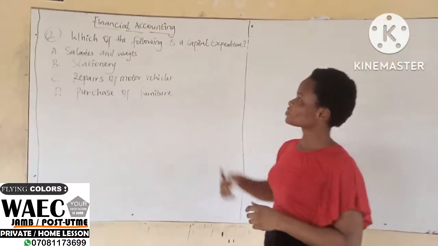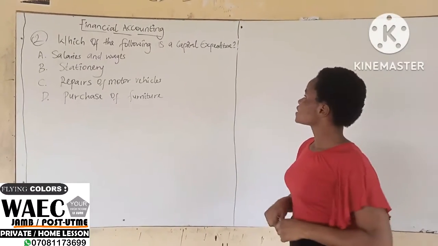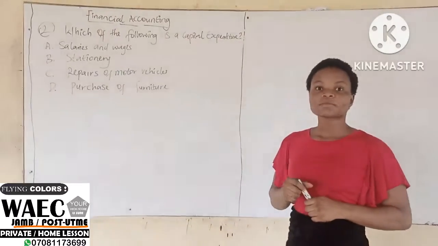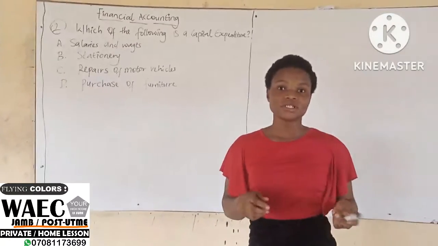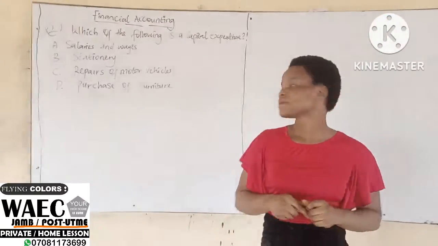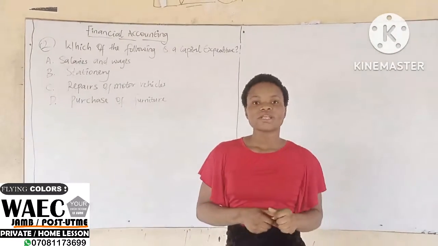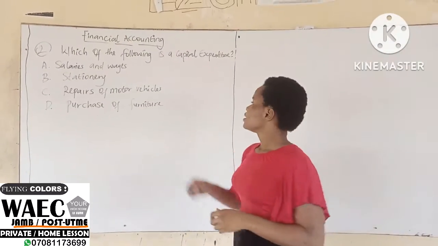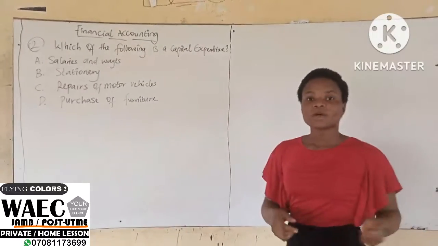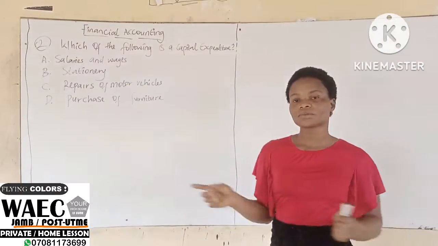Okay, now we go over to question number 2. Which of the following is a capital expenditure? When we say capital expenditure, what do we mean? Capital expenditure is the amount of money used to purchase assets that last more than one accounting year. So here, salaries and wages are expenses. They don't last more than one accounting year. Then stationery, same thing. Then repairs of motor van.